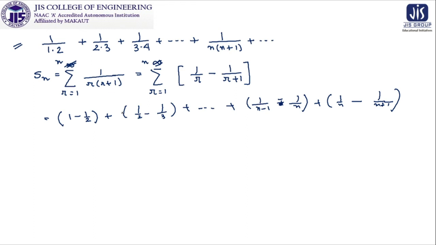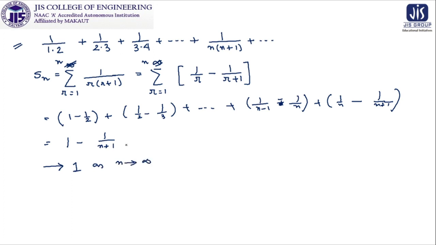Okay, so in the next line we can see that minus 1 by 3 plus 1 by 3, all this will be cancelled out, and we will get the partial sum as 1 minus 1 by n plus 1. Now we know if the partial sum index n can be extended up to infinity, we will get the result of the sum of the series if it exists. So this particular thing will tend to 1 as n tends to infinity.